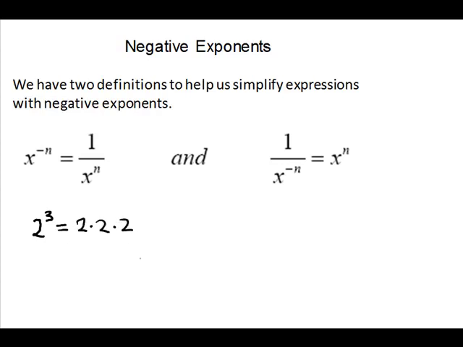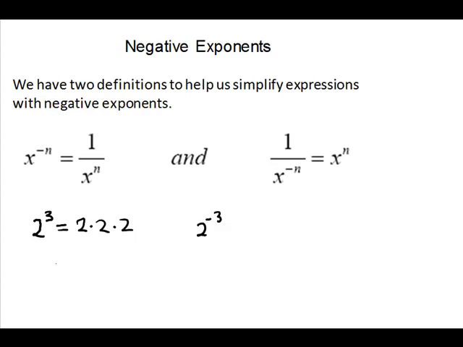And then we can work it out. But what if we try to make a negative number of copies? How do we make negative 3 copies of the 2? We can't. So this is why we need a definition. It doesn't fit with our old definition.